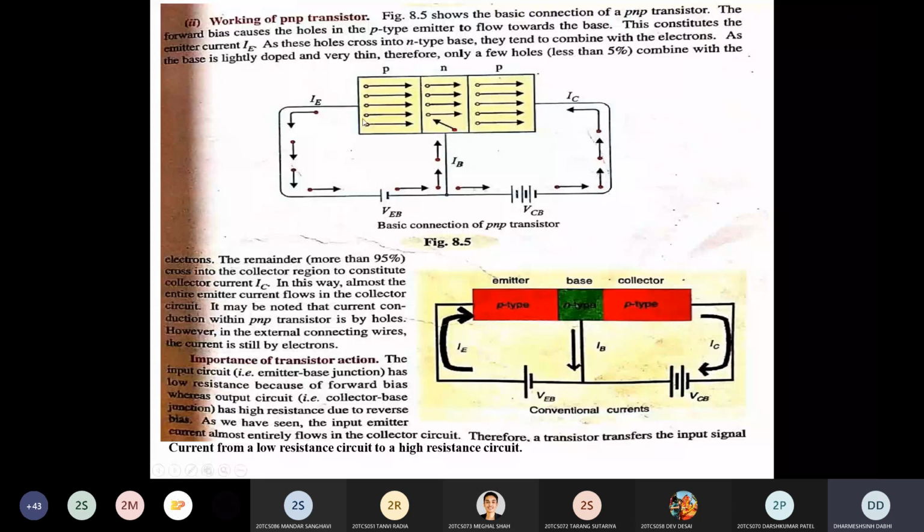Now the hole is transferred from, let's see in this figure, this is a circuit diagram of the PNP transistor. You can see that this is the direction of the hole. So the hole is transferred from the P layer of the emitter terminal to the P layer of the collector terminal.